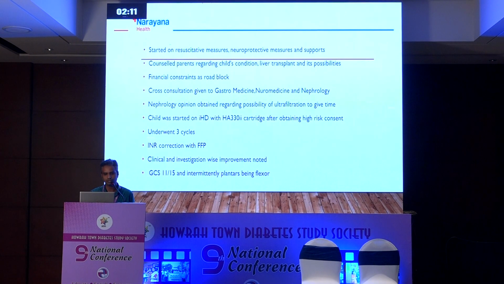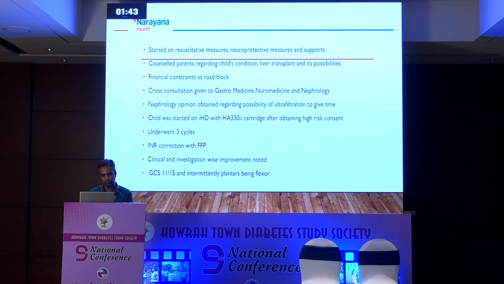Then cross consultation was done with gastromedicine, neuromedicine, and nephrology. Nephrology consultation was obtained regarding the possibility of ultrafiltration till the child gets definitive management. The child was started on intermittent hemodialysis with an HA330 cartridge after obtaining high-risk consent. The child underwent three cycles. INR was corrected using FFP. Clinical and serial monitoring of biochemical parameters was done.